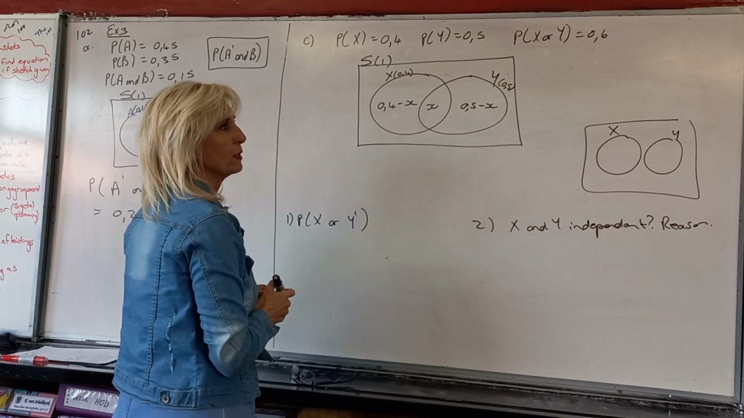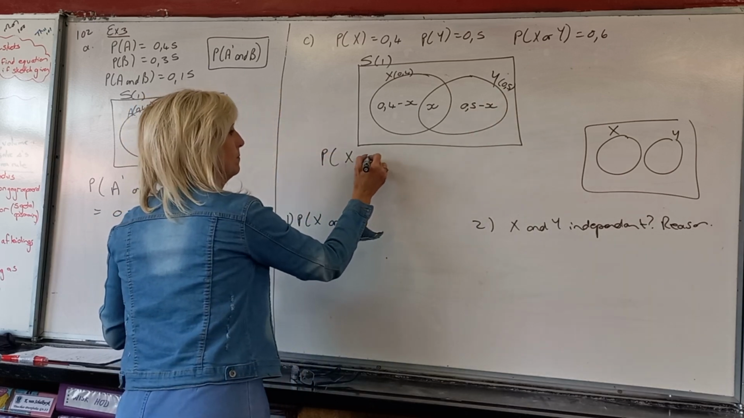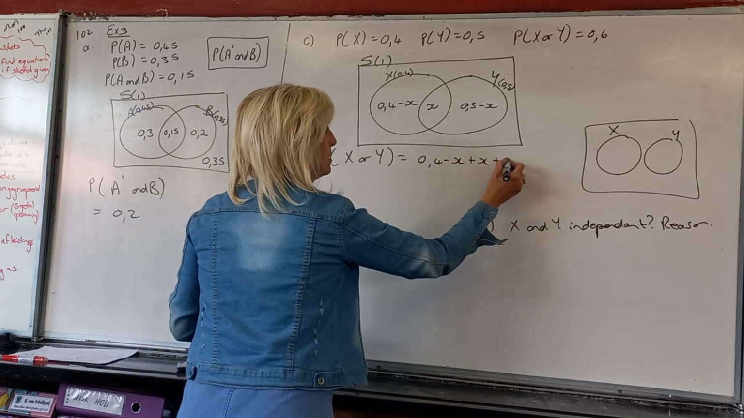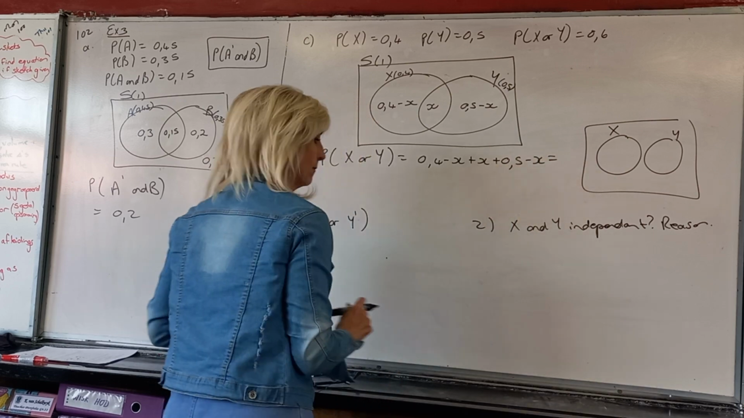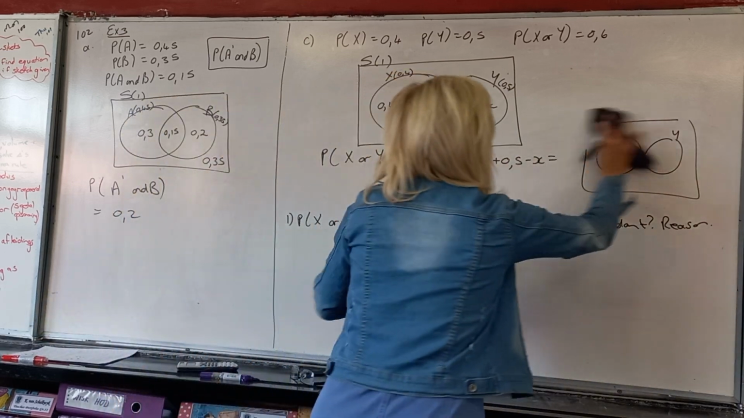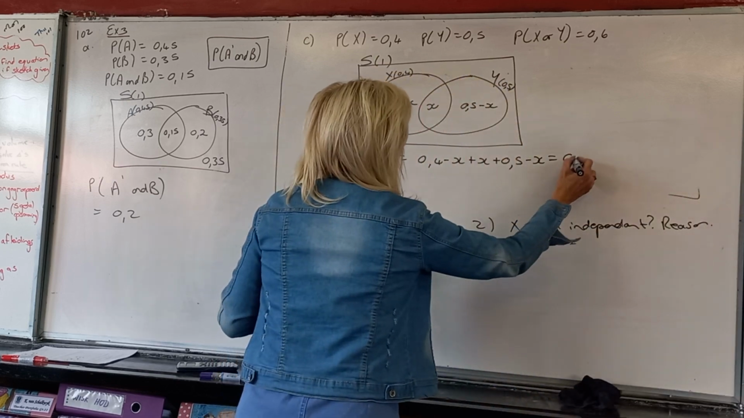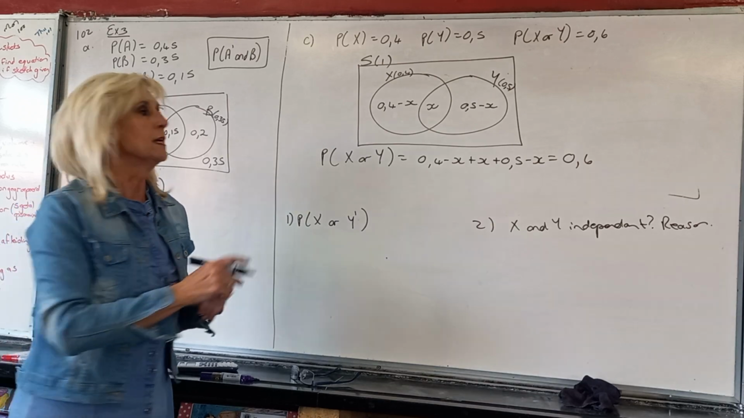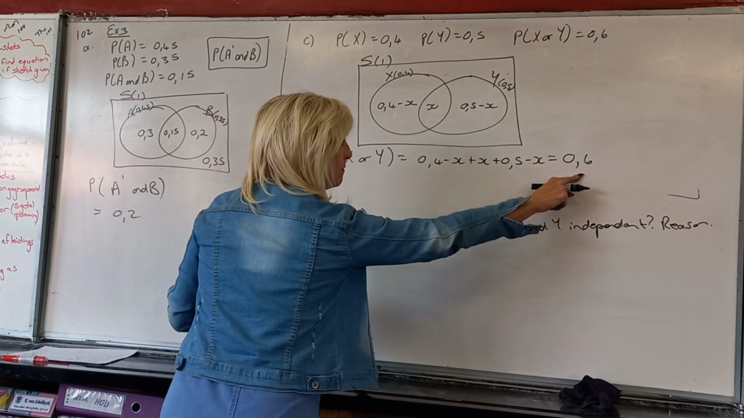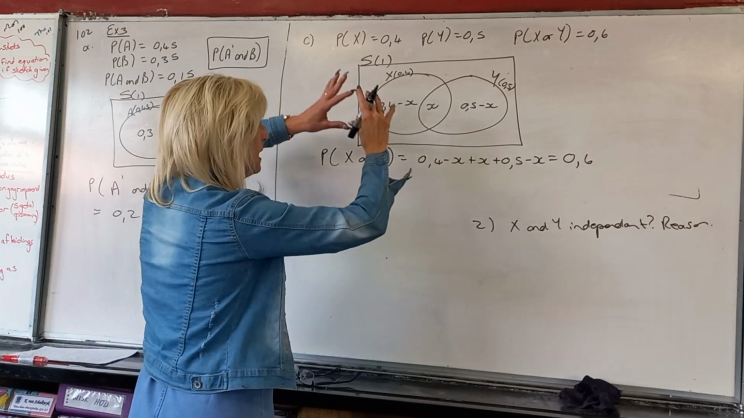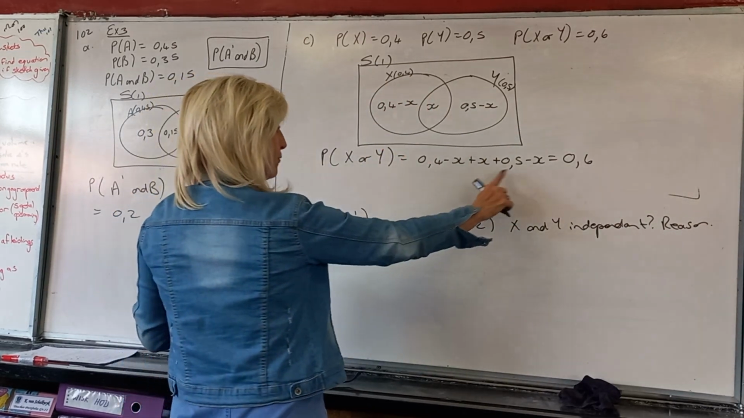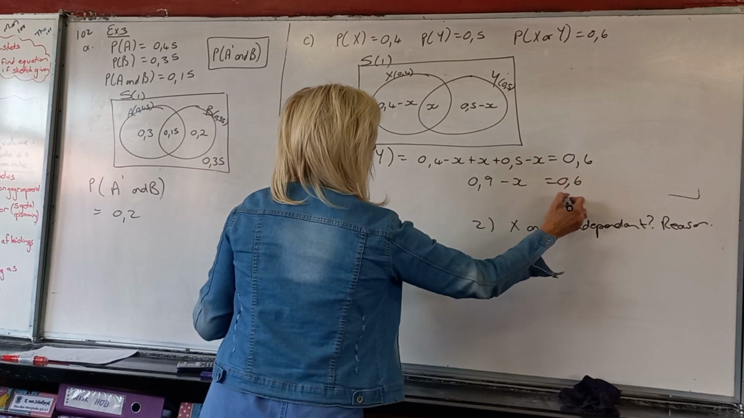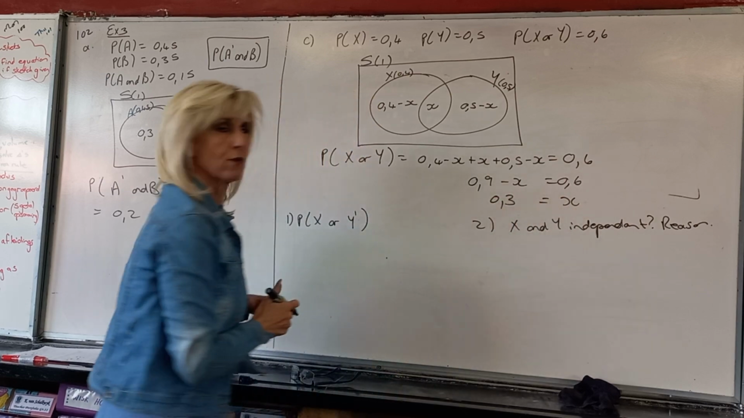Now where does the or part come in there? That's where you say 0.4 minus X plus the X plus the 0.5 minus X will give you 0.6. And then you can solve for X. Definitely, for sure, not the only way. Are you with me? So, adding them all together must give me 0.6 because you know in Venn diagrams or means add them all together. So now this falls away, that's 0.9 minus X. If I'm correct, so X is 0.3.